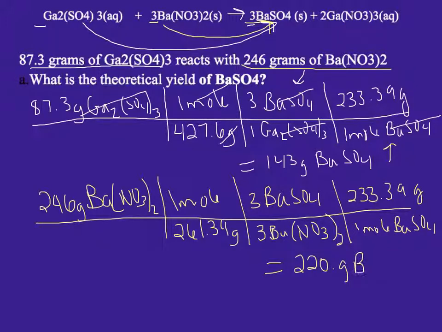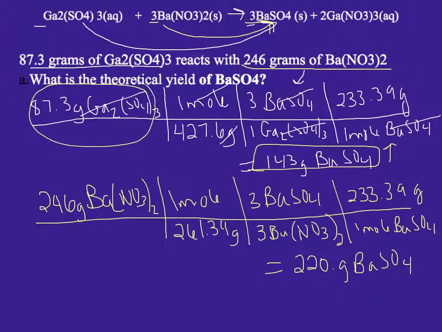Now we need to decide, what is the actual theoretical yield? Is it 143 grams or is it 220 grams? Our answer would be 143 grams, the smaller of the two, because what this is saying is that as we make 143 grams of barium sulfate, we are actually out of this gallium sulfate. So if we're out of gallium sulfate, we can't continue to make more barium sulfate.